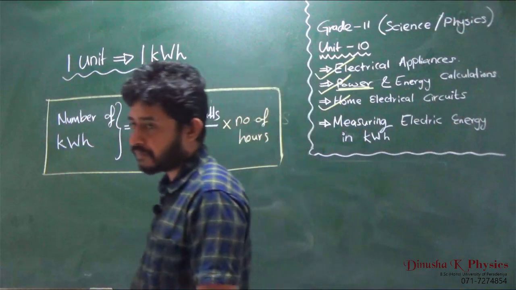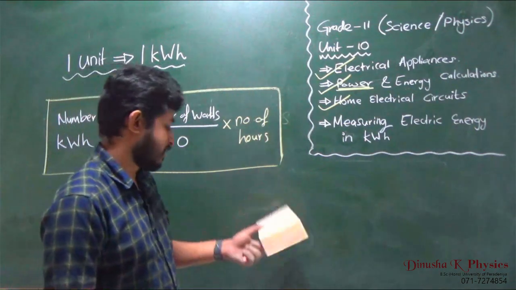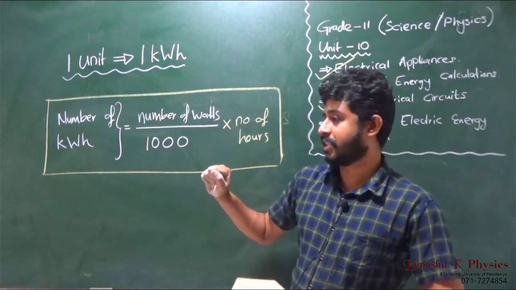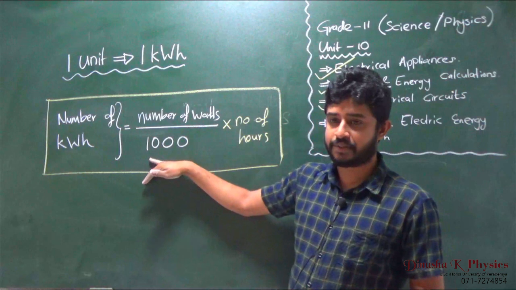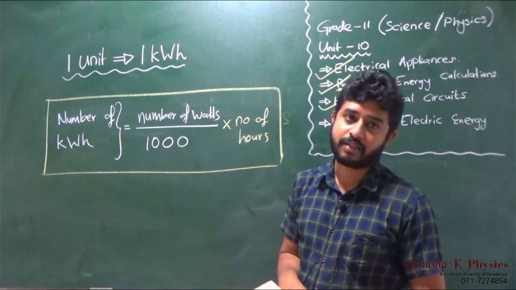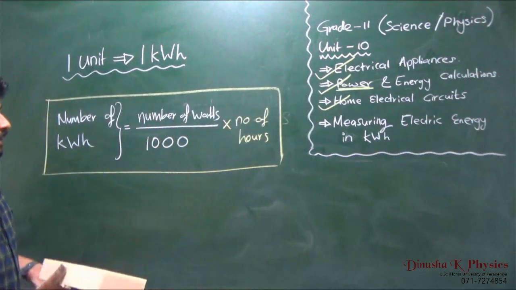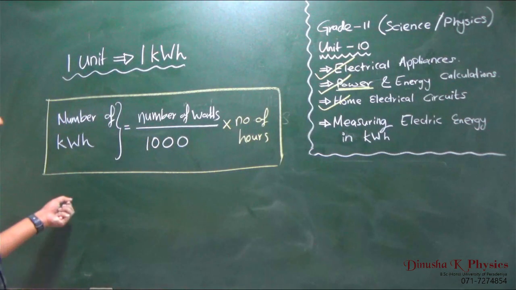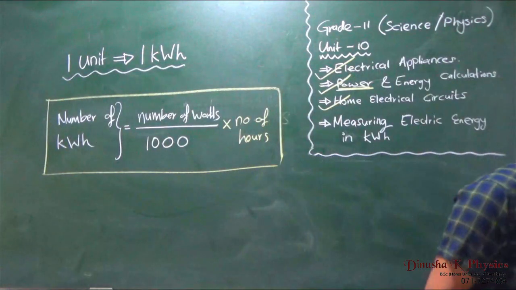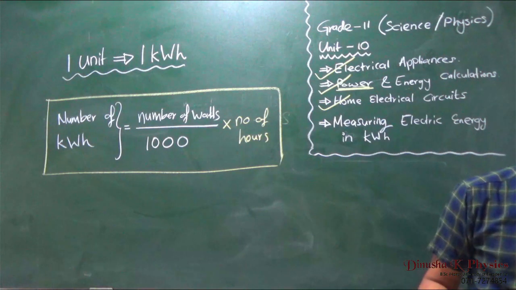Understood? First, you have to calculate the number of watts. Then you have to divide by 1000 and multiply by the number of hours. Okay, right. So write down this formula if you want. Next we'll do an example to go through this equation thoroughly.